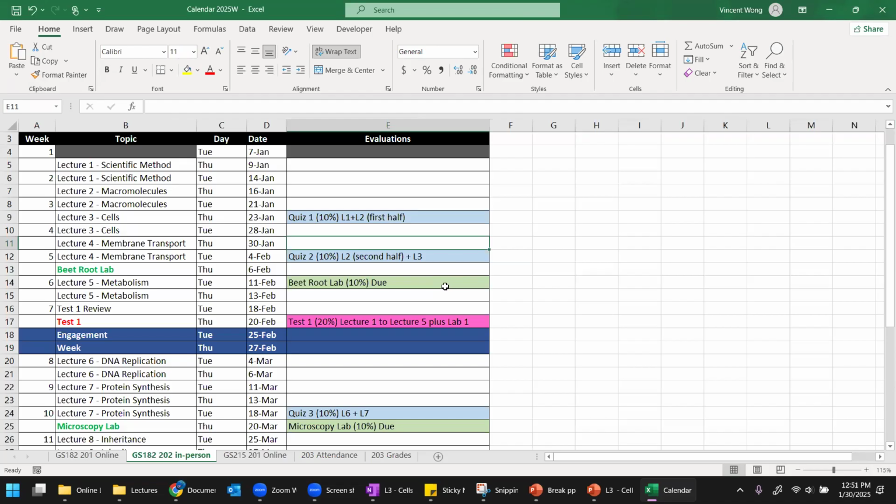Next Thursday is your Beetroot lab. You have to be in class in order to do it. I'm going to let you make your own groups later during the break. You can write down group one and who you want to be in that group. I think most of us are here today. It's a pretty full class. Three to four people per group.